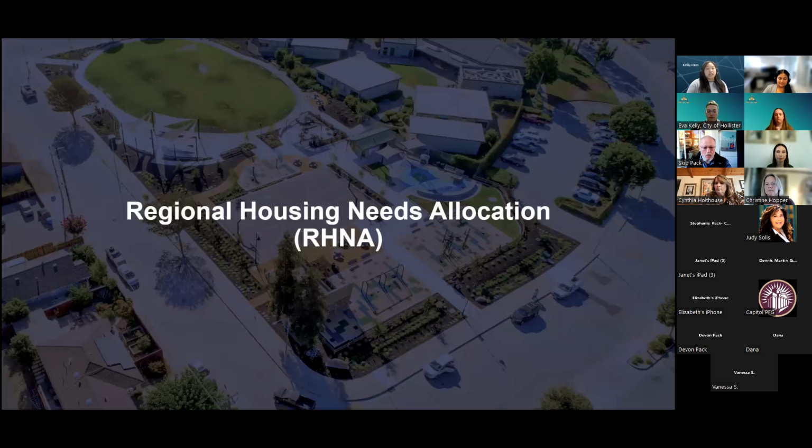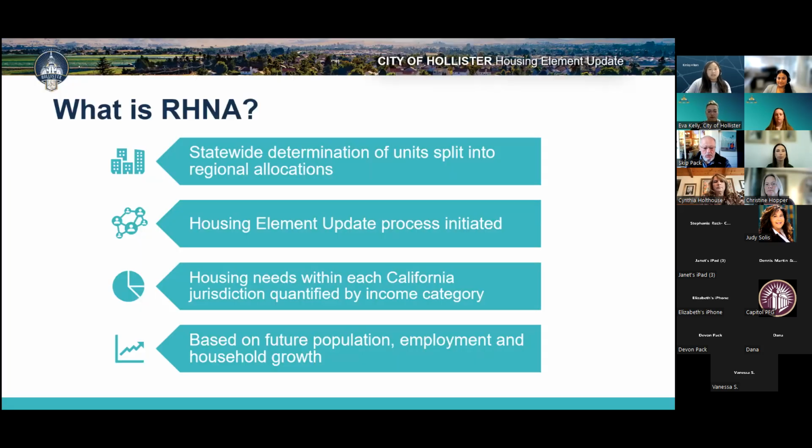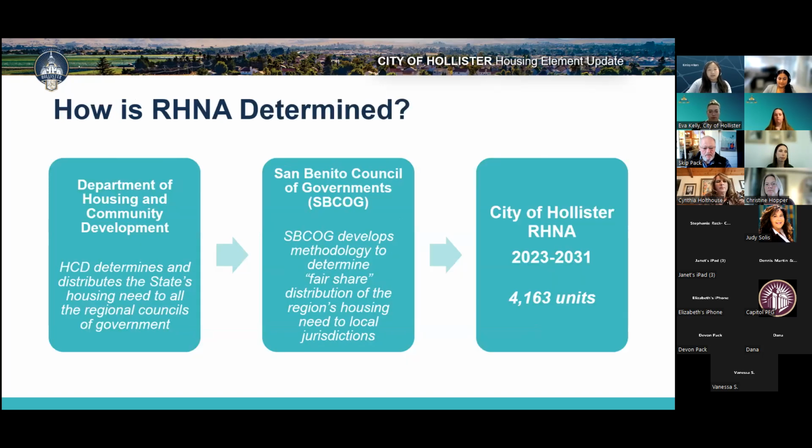And so, as mentioned in the last slide, we're going to talk about the Regional Housing Needs Allocation, otherwise known as RHNA. And so the Regional Housing Needs Allocation, RHNA, is a statewide determination of housing need by region. It quantifies this need by income category for each jurisdiction throughout California and is based on future growth in population, employment, and households.